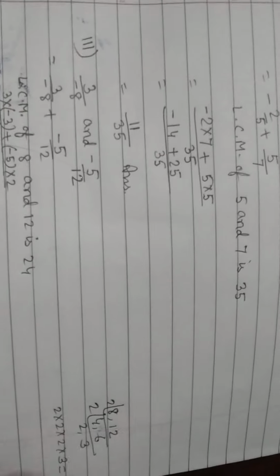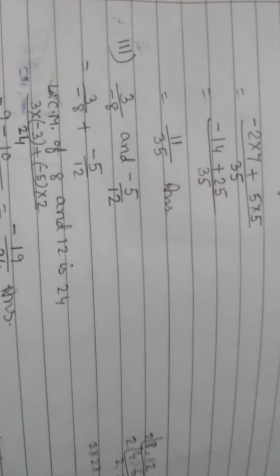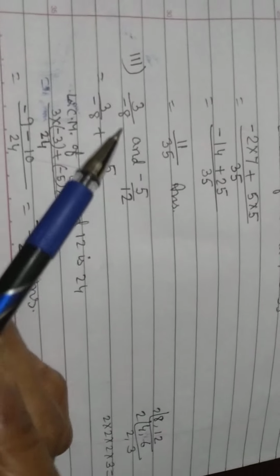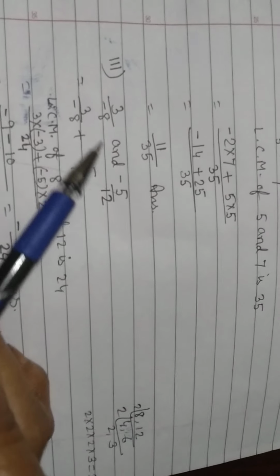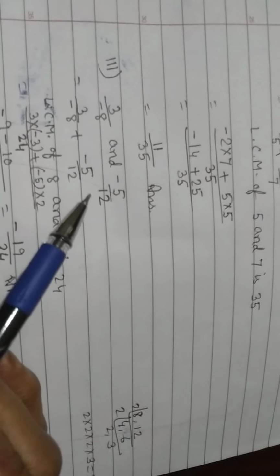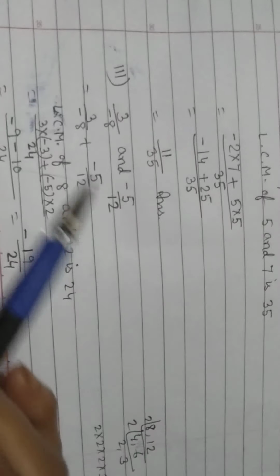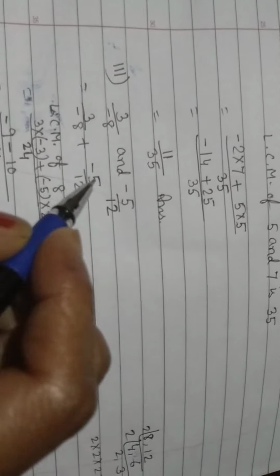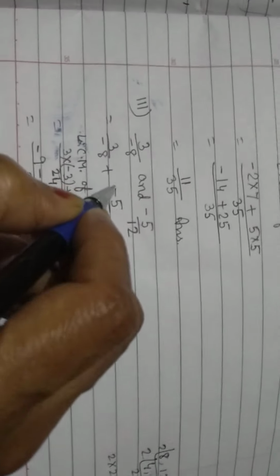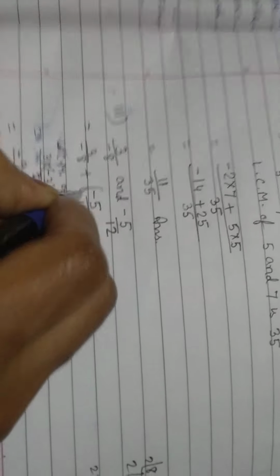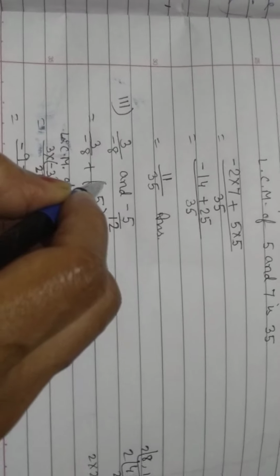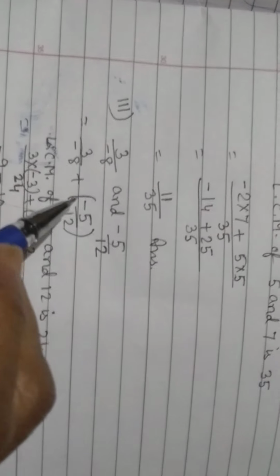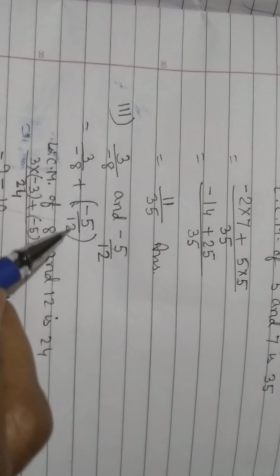Now I am showing another sum where both numbers are negative. Look here, minus 3 by 8 and minus 5 by 12 are two rational numbers. We have to add here: minus 3 by 8 plus minus 5 by 12. The second number was minus 5 by 12. We have to put a bracket here as there was a minus sign and here was a plus sign.